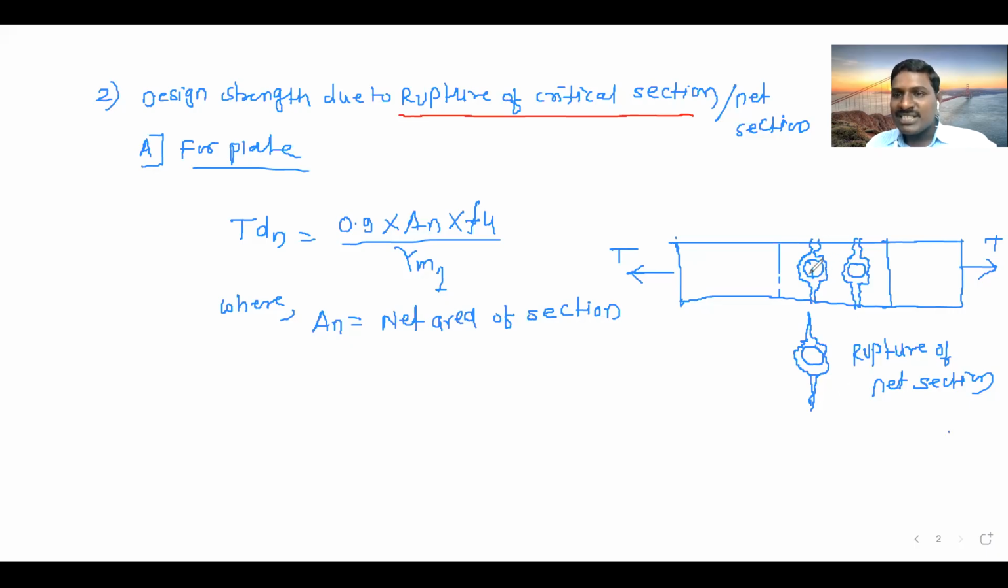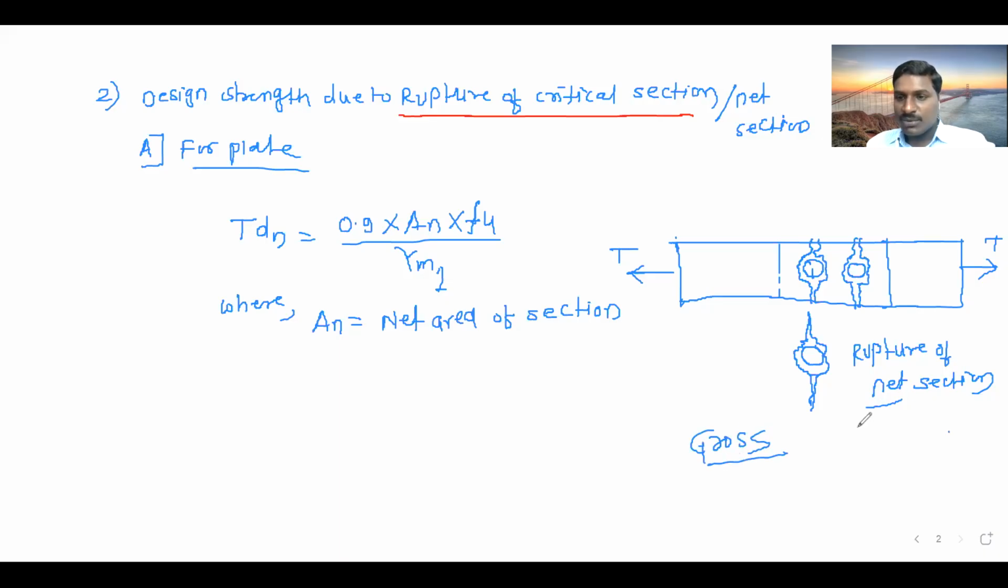The bolt is punching on the plate, and the plate is changing its shape, and that section is a critical section. The cracks were developed and your member will fail. That is the rupture of net section. Why do we call it a net section? So here are two words.